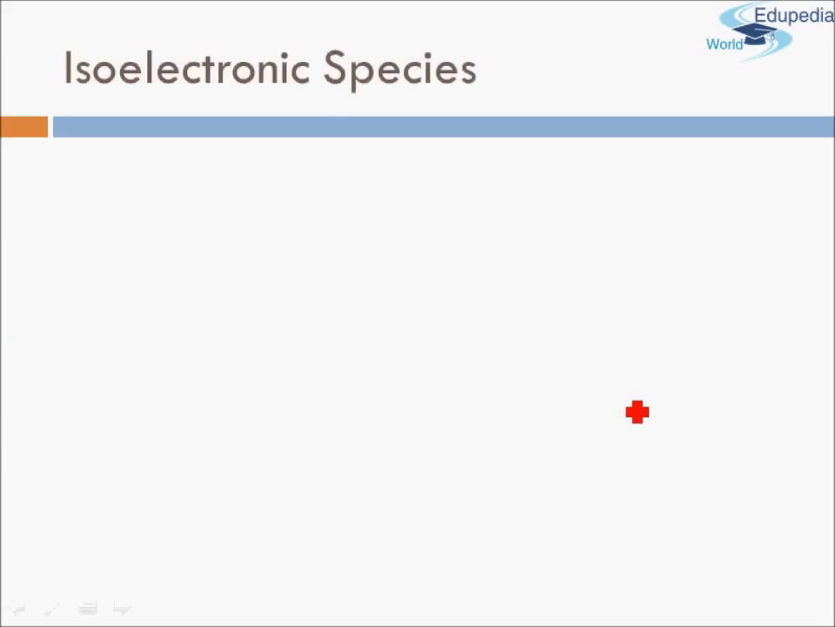Next, what are isoelectronic species? This is something that you might have already studied in chemical bonding, or if you haven't, then you must remember what isoelectronic species are. They are any species. They can be atoms or ions, that is charged atoms. Negatively charged atoms are anions and positively charged atoms are cations. So any species, whether atoms or ions, containing the same number of electrons are called isoelectronic species.